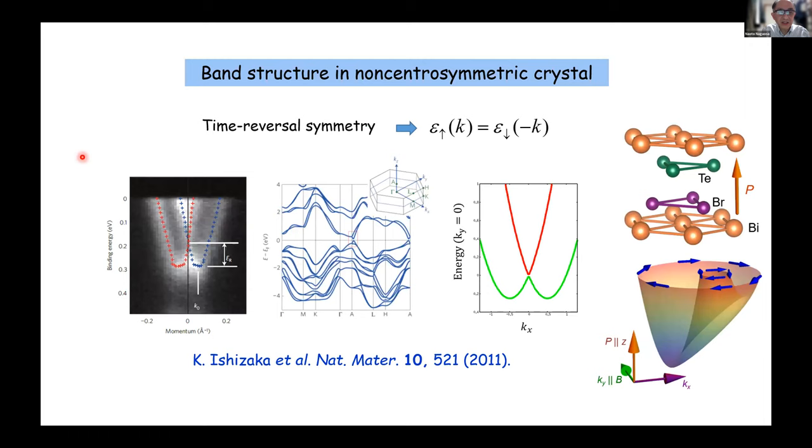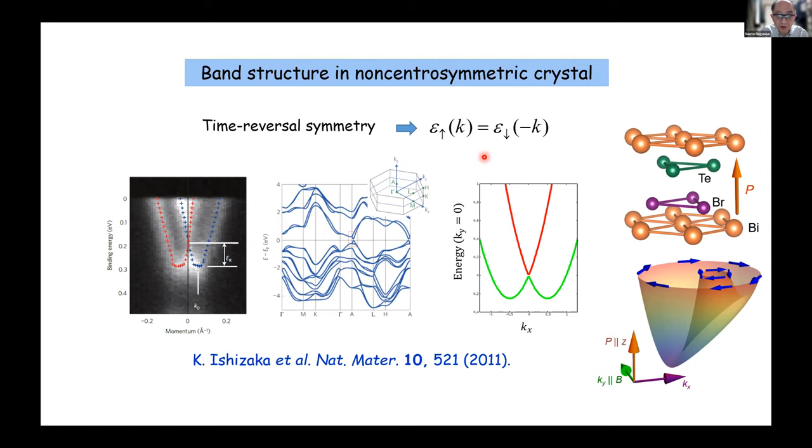Actually, the reason why you really need the time reversal symmetry breaking is the following. Even though you break the inversion symmetry, such as polarization like that, time reversal symmetry dictates a constraint of the energy dispersion between the K up and the minus K down, which are connected by the time reversal symmetry. Then as long as you are interested in the charge transport, you sum up over the spin. And then the right and left direction are equivalent. So that's why there should be no non-reciprocal transport.